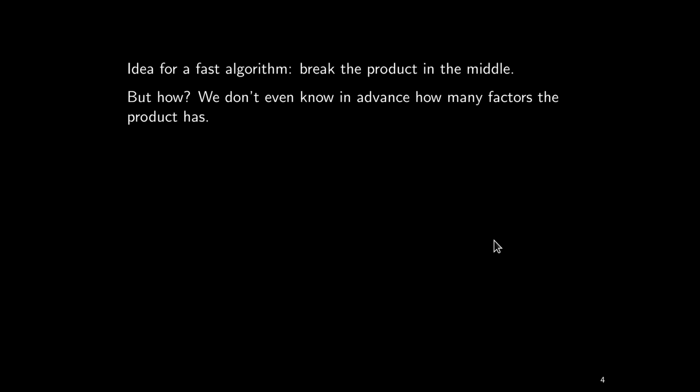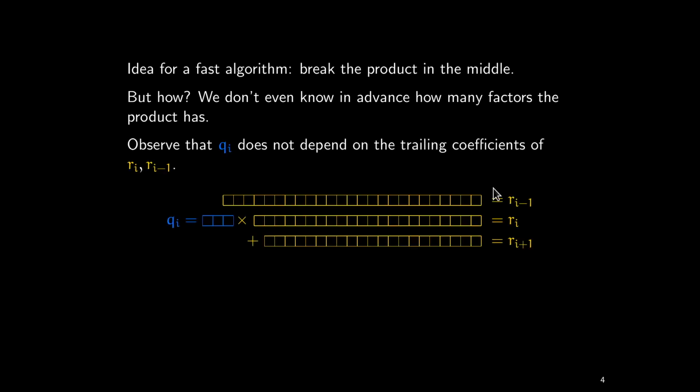Actually, we don't even know how many q's there are. I called it eta in the previous slide, and we don't know what eta is in the beginning. So how can we break the product in the middle if we don't even know either the factors or even the number of factors? Here's the key.